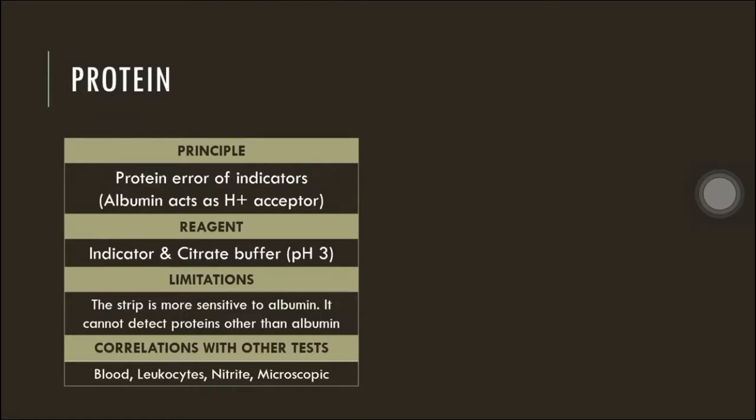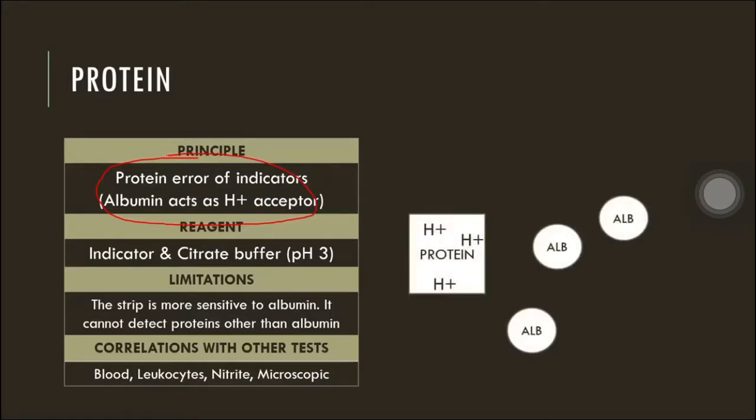So what is the principle of the protein pad? Protein error indicators. Okay, so anong ibig sabihin nitong protein error indicator? So the albumin or the protein, the major protein detected by the protein reagent pad, okay, acts as a hydrogen ion acceptor. So para mas madali nating maintindihan, meron ako ditong illustration. So this is the protein reagent pad.